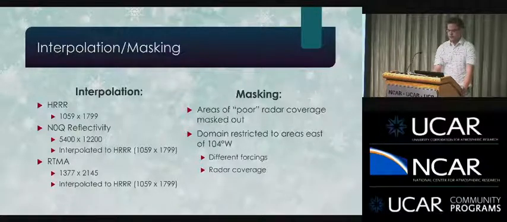And I also restricted the domain to areas east of the Rockies, or 104 degrees west, partially because we have different forcings in the Rockies compared to in the eastern U.S., but mostly just because this is a radar-based study, and the radar coverage in the Rockies is pretty abysmal. So we just decided to toss everything west of the Rockies out.